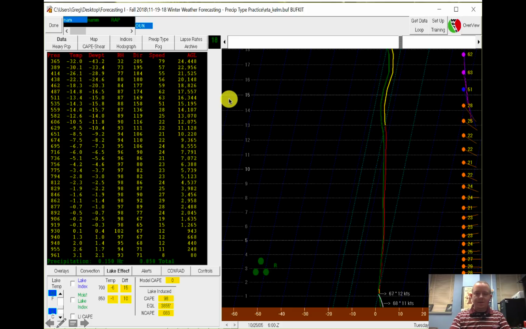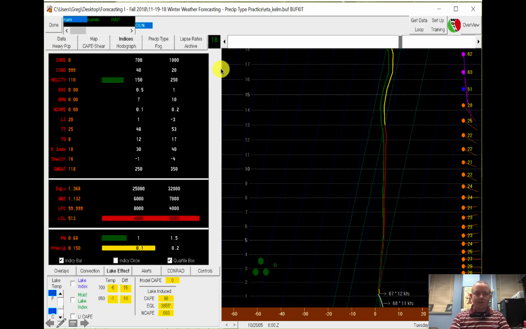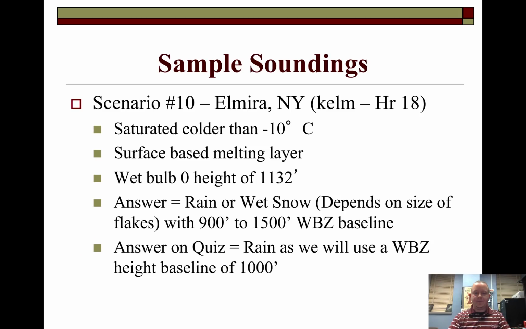Well, let's pull up the index. You would go up here, you click on the index, which I did, and where are we? We're 1132, all right? So we're using the baseline of 1,000. We're above 1,000. This is a cold rain, all right? And I have that in the notes as well, okay?